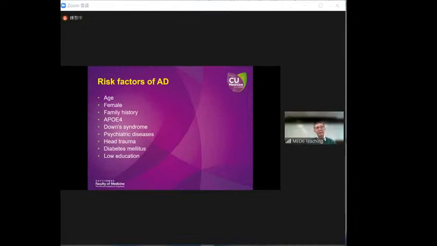Then diabetes is associated with cerebrovascular disease and vascular dementia, but also increases your risk of Alzheimer's disease. The extent is about double the usual risk of Alzheimer's disease. So given that diabetes is so common, and also that diabetes can cause vascular dementia, this suggests that older people with diabetes are at very high risk of cognitive impairment or dementia. I've mentioned low education.